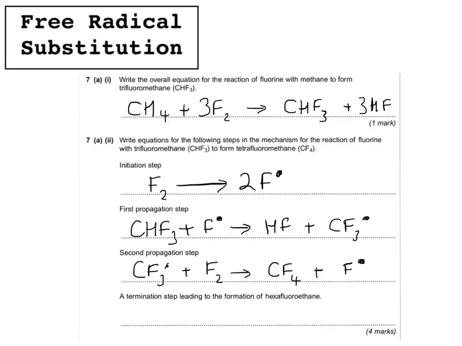Your termination step, generally in an exam, will always ask for a certain product. In this case, it's hexafluoroethane. So what you've got to do is think about what hexafluoroethane looks like, and what it looks like is C2F6. And then you've got to think about which 2 of your free radicals will add together in order to make this product, and 2 CF3 dots will add together to make that product. So 2 CF3 dots will then make your C2F6.